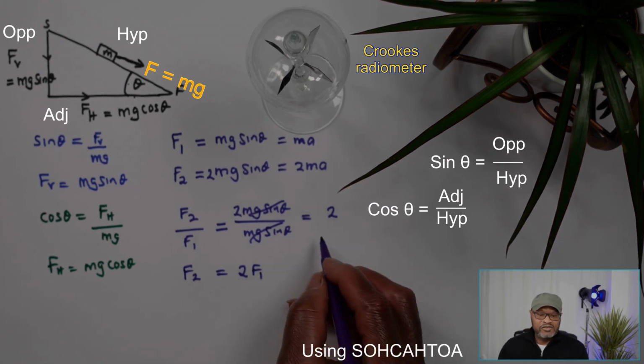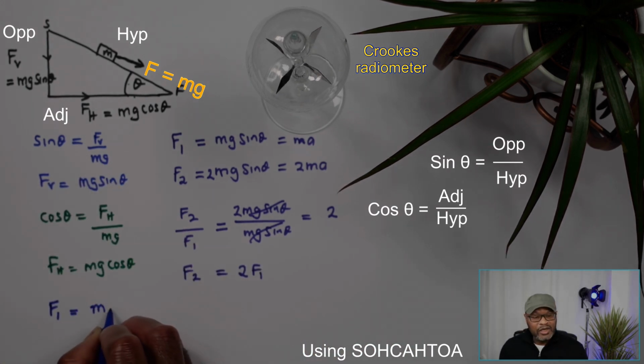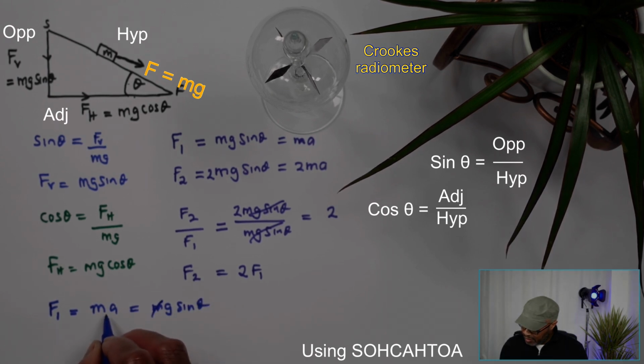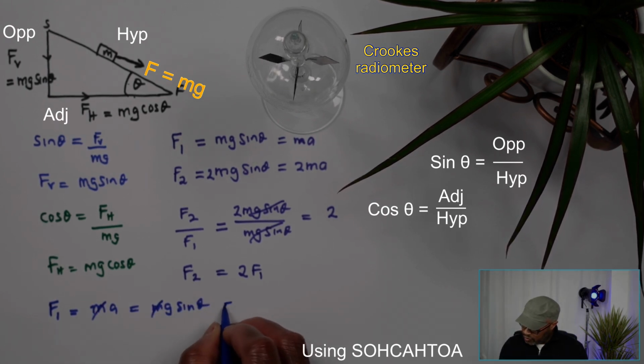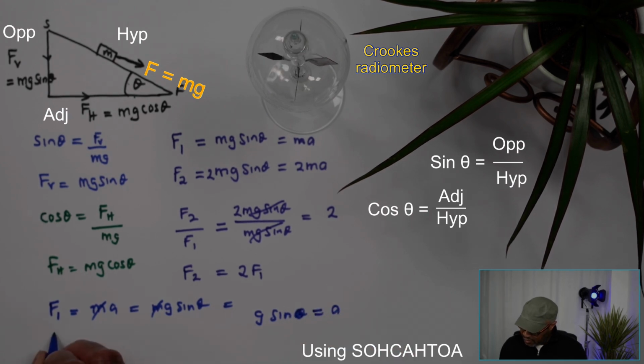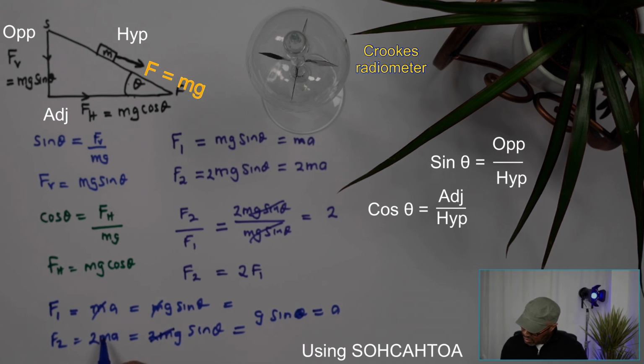What about in terms of acceleration? F1 is equal to ma, and that is equal to mg sine theta. Therefore, m cancels m, and a equals g sine theta. What about for F2? 2ma will be equal to 2mg sine theta. Again, if we cancel the 2 here and 2 there, you can see that a is equal to g sine theta. So a is dependent on the angle theta.